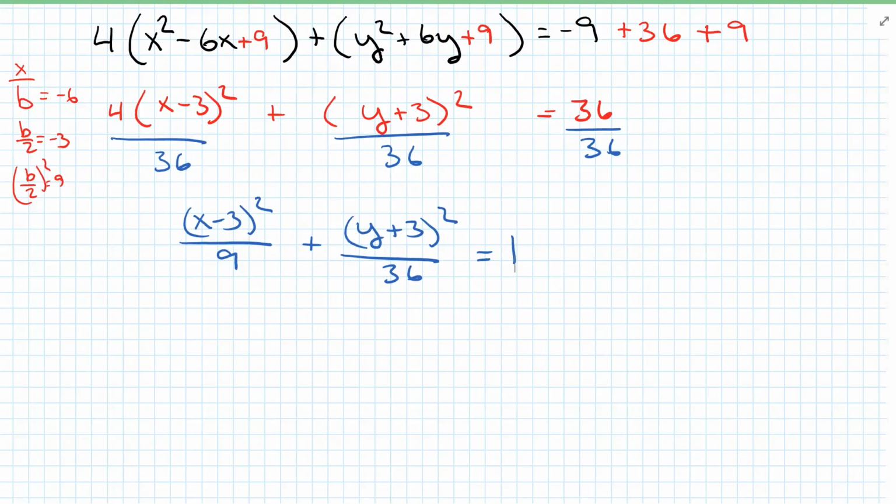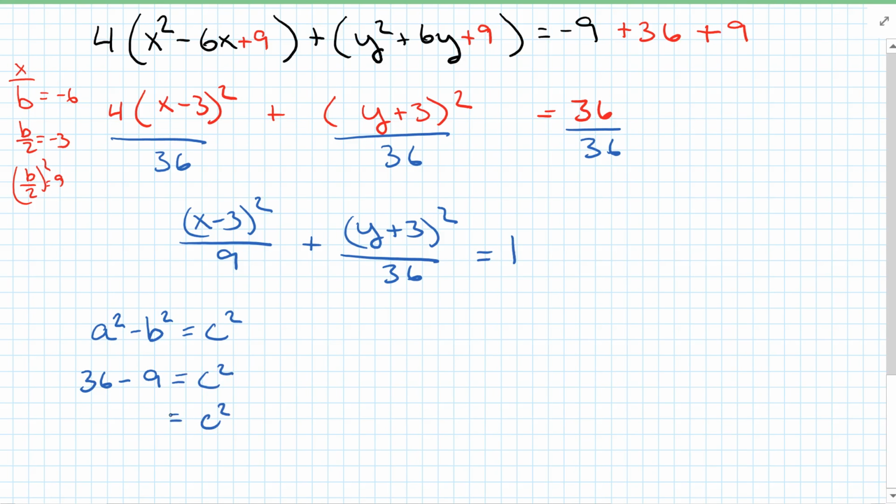All that fun stuff. So in this case, a squared minus b squared equals c squared. So 36 minus 9 equals c squared. So c squared equals 27. So what's the c value going to be? Square root of 27. So 3 root 3 equals our c value.